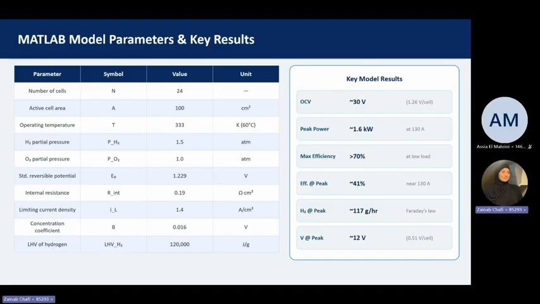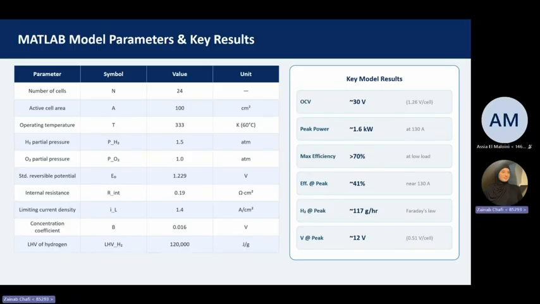So moving on to slide number 9, MATLAB model parameters and key results. This table summarizes the most important parameters used in our MATLAB model. The stack contains 24 cells, each with an active area of 100 square centimeters. The operating temperature is 333 Kelvin or 60 degrees Celsius. The hydrogen pressure is 1.5 atmospheres.